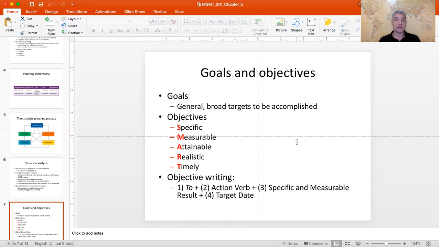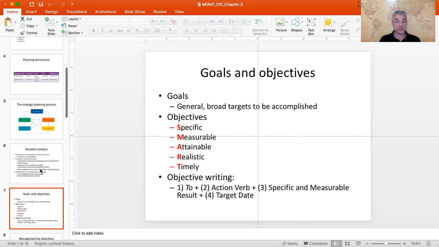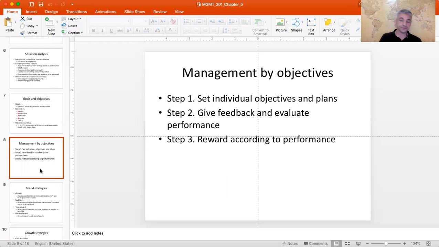You cannot say that we want to be an industry leader because that does not really have an actionable verb. It does not give you a specific and measurable result. So what exactly constitutes being a leader? And there is no target date, right? So properly written objectives have to follow this pattern. This is very important. So please keep this in mind.